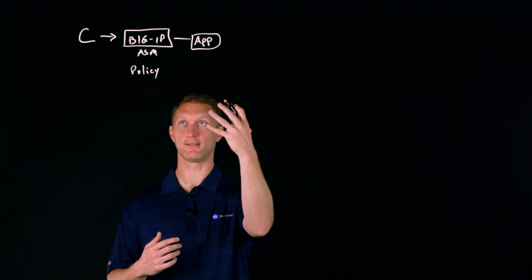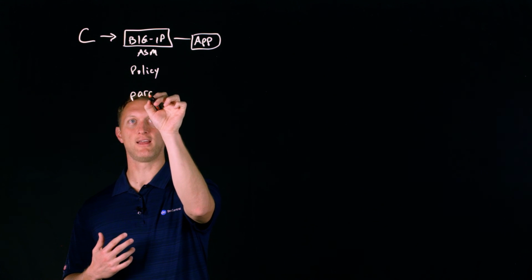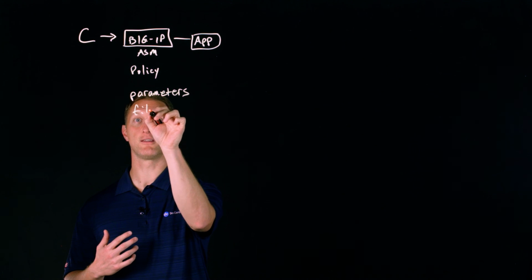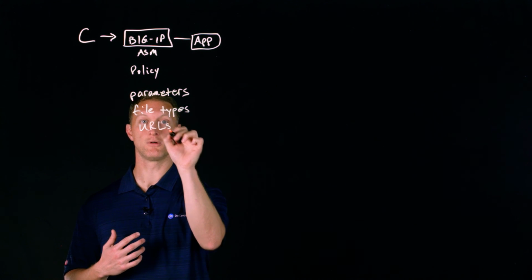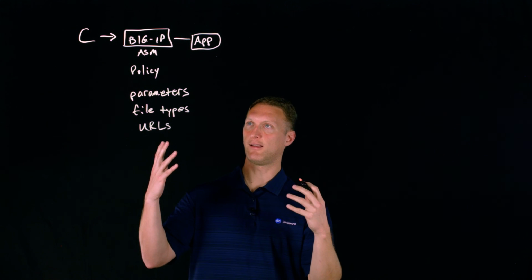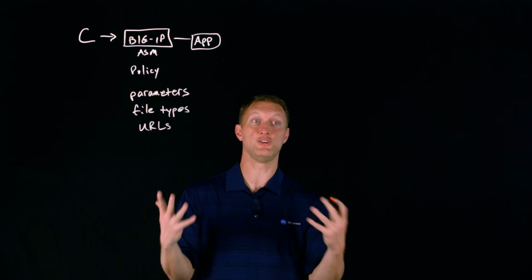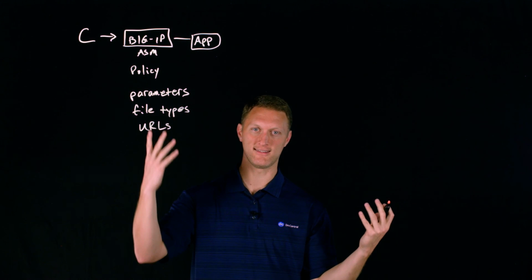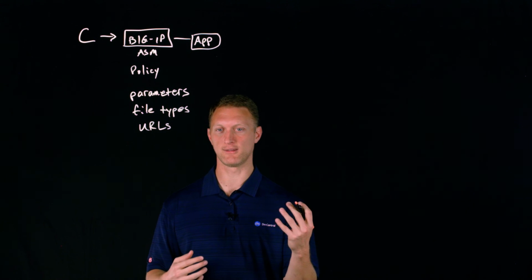Whenever you build the policy, there are things like parameters that you're going to set. I'm going to write some of these out. There are file types that you're going to establish. There are URLs that you want to protect, things like that. It stands to reason that the application you want to protect has certain parameters that it uses when it is built. There are file types that it's going to need to use. There are URLs that are going to be established with the application.